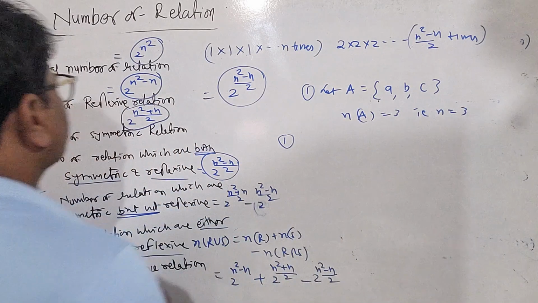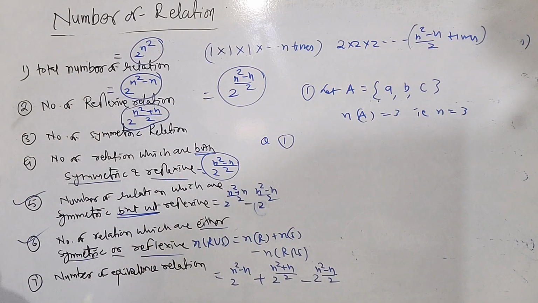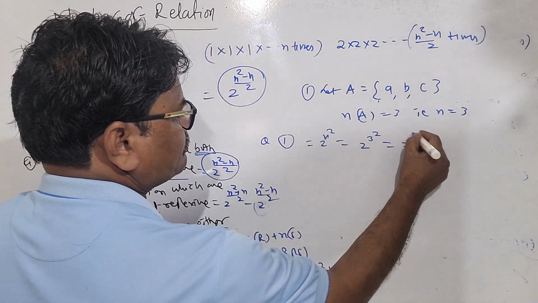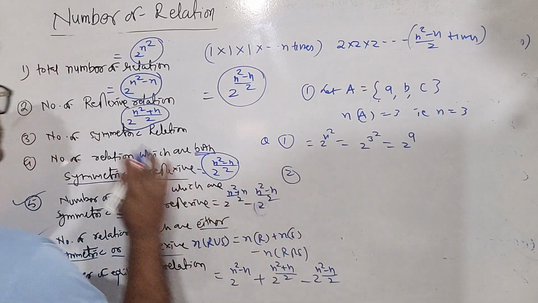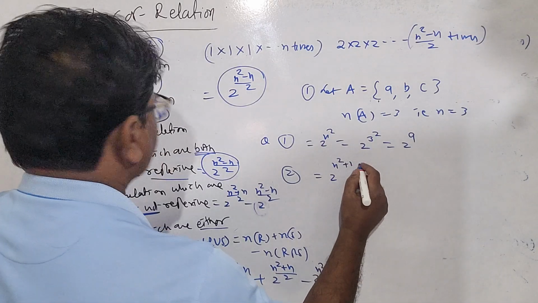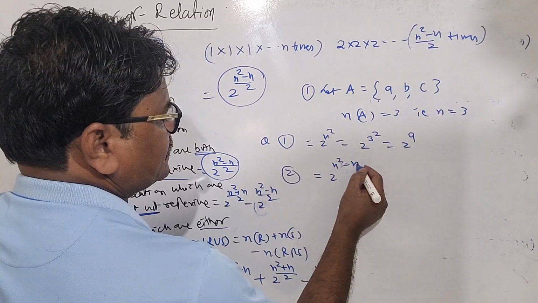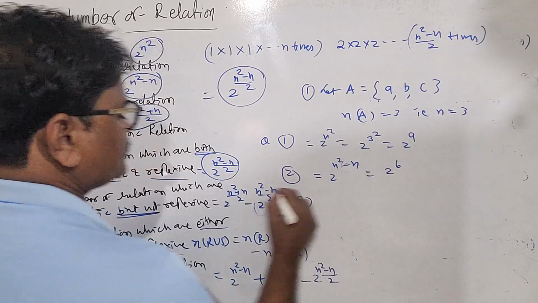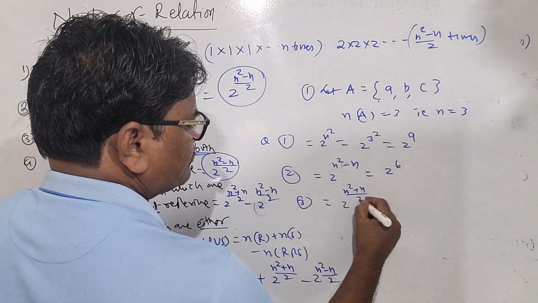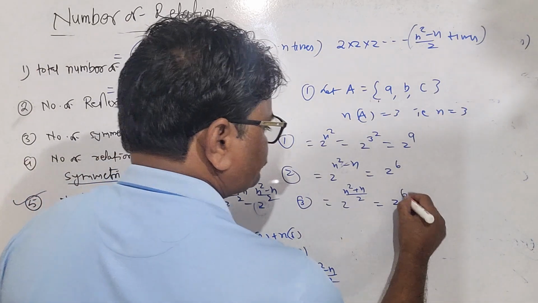The first question is total number of relations. I am asking in order. First question, total number of relations is 2 to the power n square, that is 2 to the power 3 square, that is 2 to the power 9. Second question is total number of reflexive relations, that is 2 to the power n square minus n. So 3 square 9, 9 minus 3 is 6, that is 2 to the power 6. Third question is total number of symmetric relations. What is the formula? 2 to the power (n square plus n)/2. 3 square 9, 9 plus 3 is 12, 12 divided by 2 is 6, again 2 to the power 6.